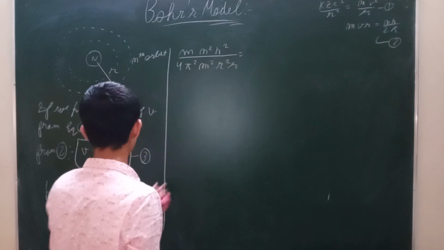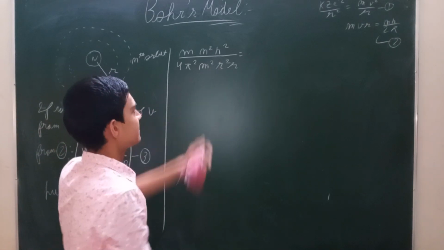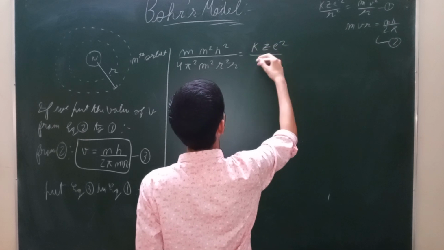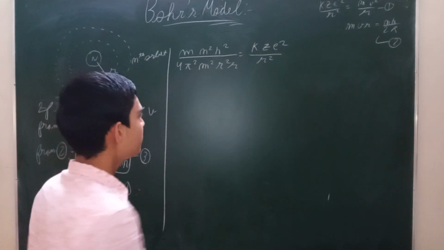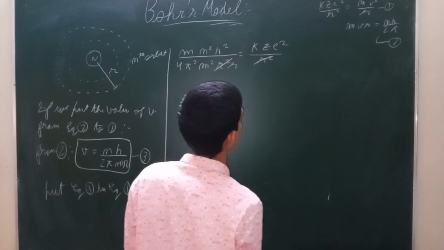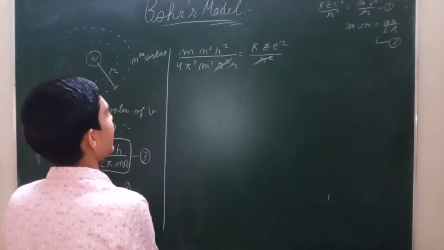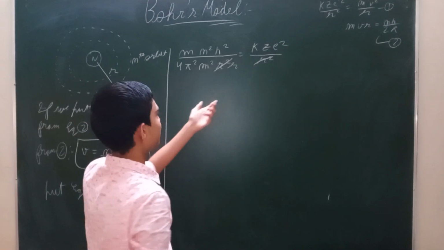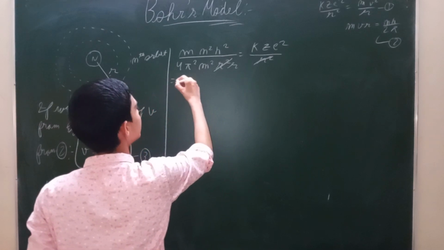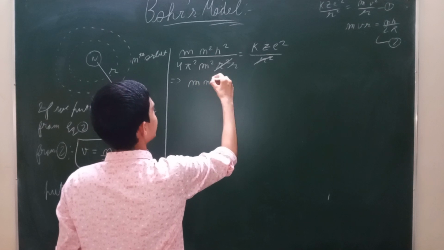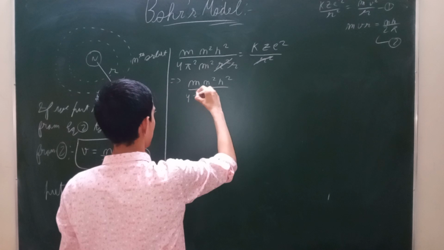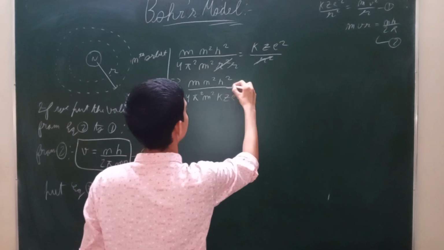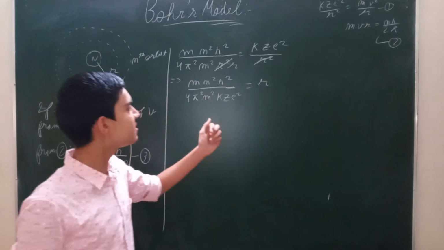So when we put equation number 3 in equation number 1, then we get this is equal to k z e square divided by r square. Okay, so I have to solve it. So r square will be cancelled out with r square, no problem. Then if we take the radius one side, now I am doing the cross multiplication of only r, then I get n square h square divided by 4 pi square m k z e square is equal to r.